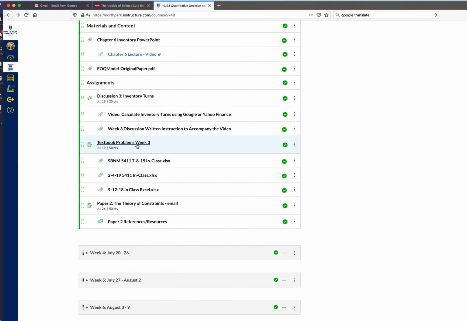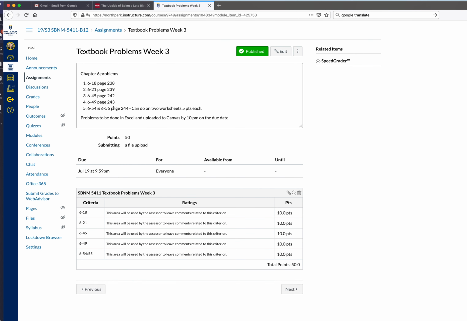The homework for week 3. And here's some examples of some of the problems that I've done in previous classes, if you want to look at the Excel version of that. And the homework is pretty simple. It's 1, 2, 3, 4, 5 problems, even though I put 54 and 55 together. You can do it on 2 worksheets for 5 points each or 1 worksheet for 10. I don't care.